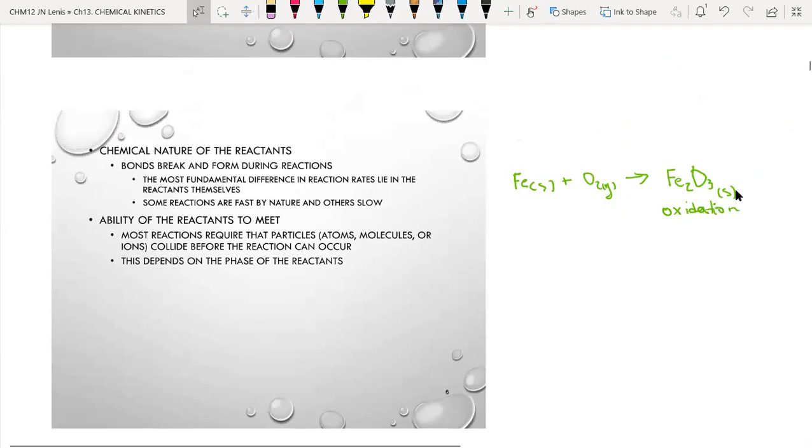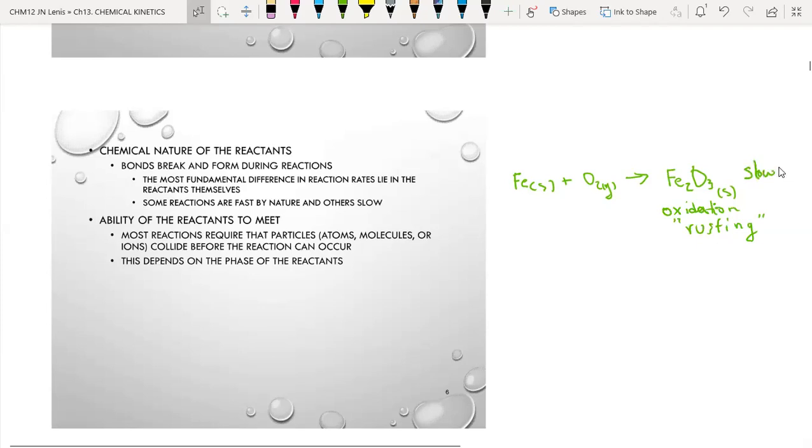Oxidation. What is the other name for this reaction? It's called rusting. Usually your bike outdoors under the environment, raining, water, and oxygen, oxidation will occur. But that is a slow process. So this reaction is going to occur, but it's going to be very slow.